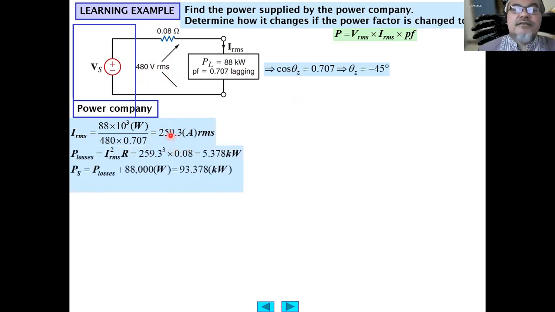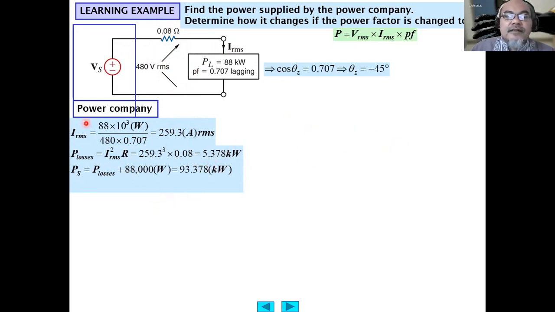The P losses, the loss power, will be equal to I square RMS times the resistance here. Power losses here is the loss of power during the transmission, at the transmission line. So I square RMS multiplied by the resistance value of the transmission line. So 259.3 squared times 0.08 ohm, and the power loss is 5.378 kilowatt.